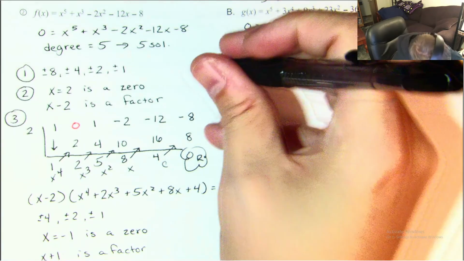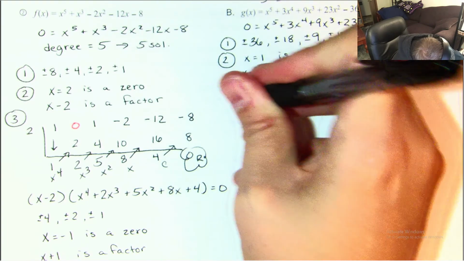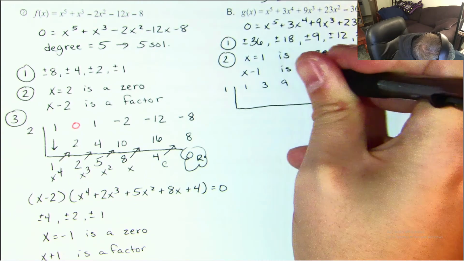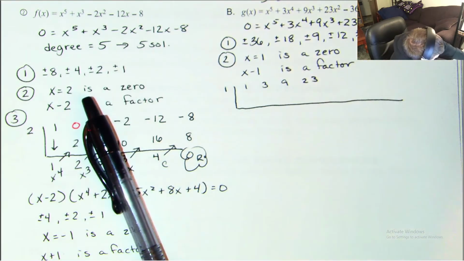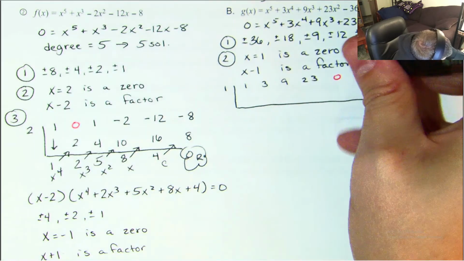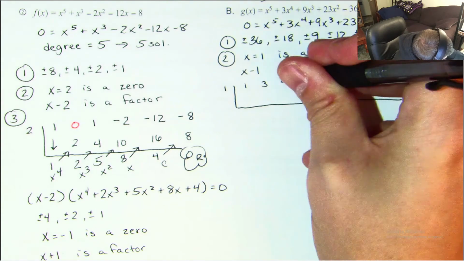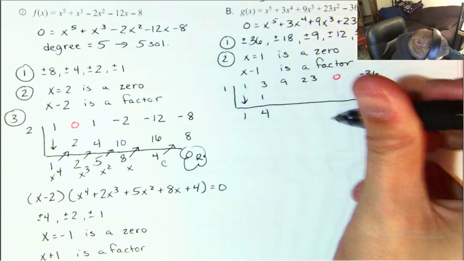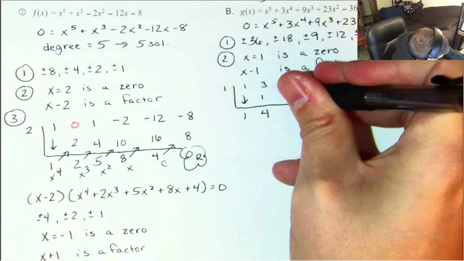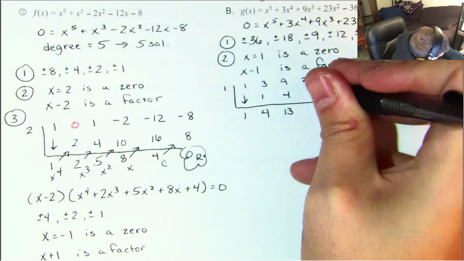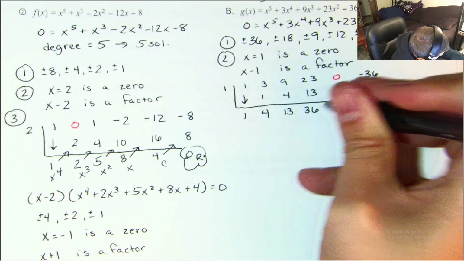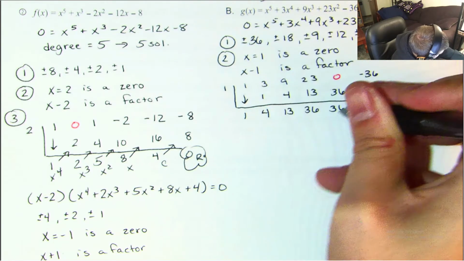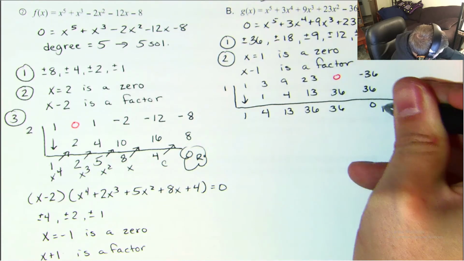Okay, so we can go ahead and divide this out. So we're going to get 1, 3, 9, 23, 0, -36. Okay. So 1, that's 1. This would be 4. 1 times 4 is 4. That's 13. That is 13. That's 36. 1 times 36 is 36. That's also 36. 1 times 36 is 36 again. And that's 0. Okay, so that's good.